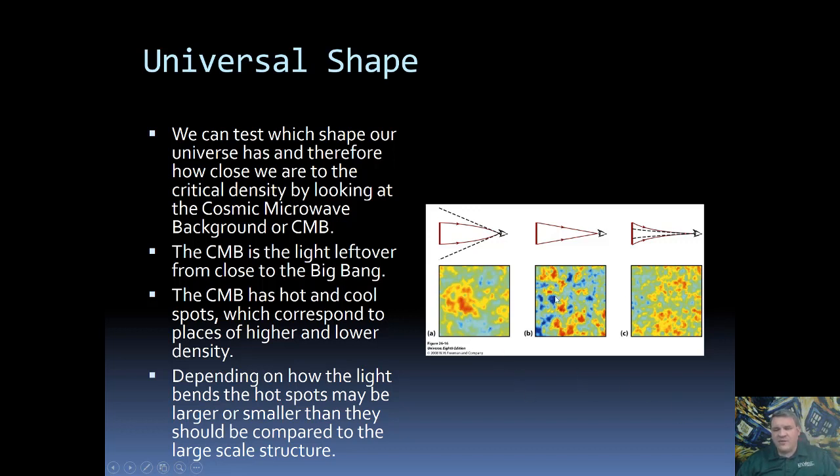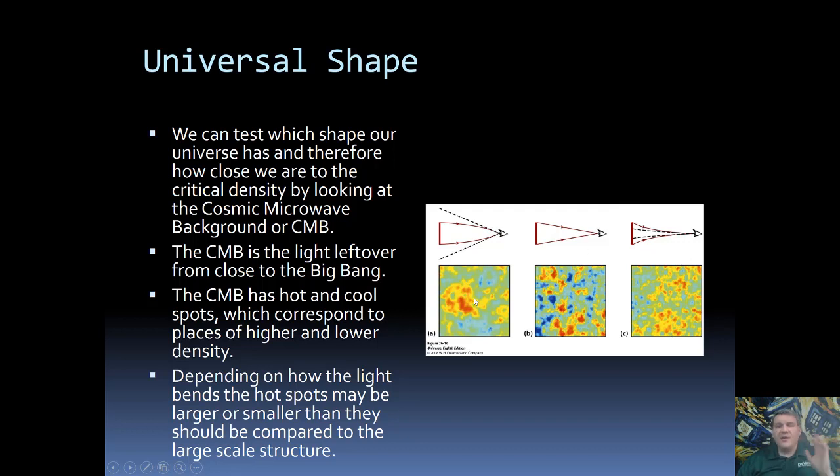If the hotspots are the right size for what we expect to form galaxy clusters today, that means the light has traveled on perfectly straight lines. In other words, parallel lines would have remained parallel, and therefore we must live in a flat universe. If the hotspots are too small, then the light has had a minimizing effect, meaning parallel lines have diverged, in which case we would live in a hyperbolic universe.